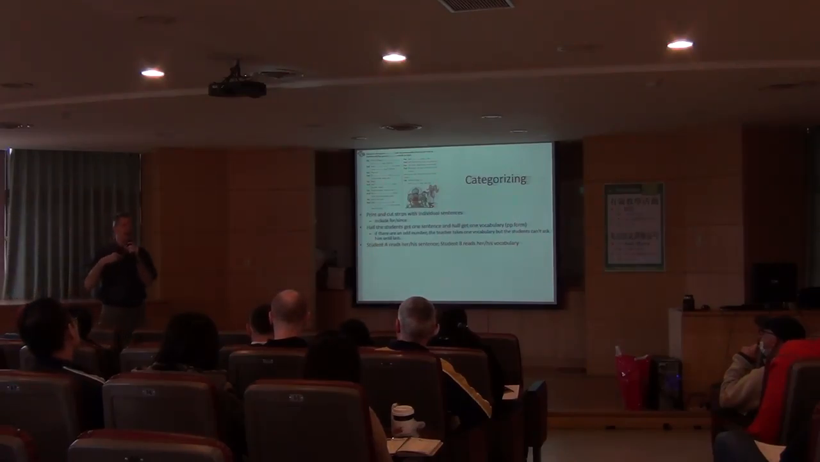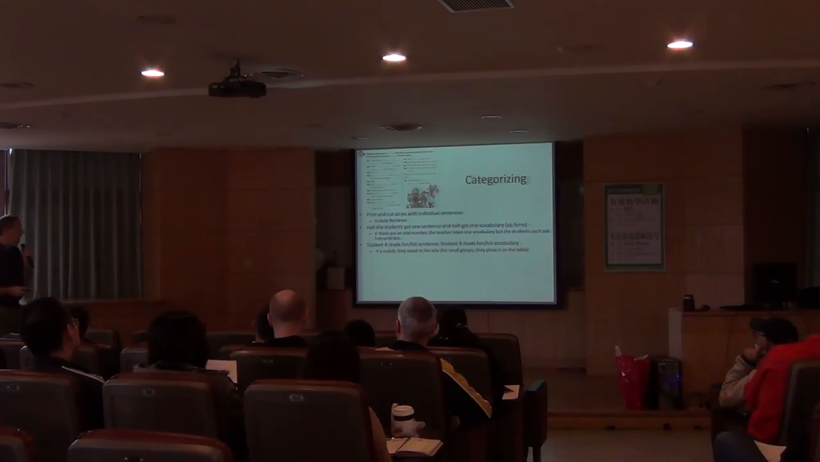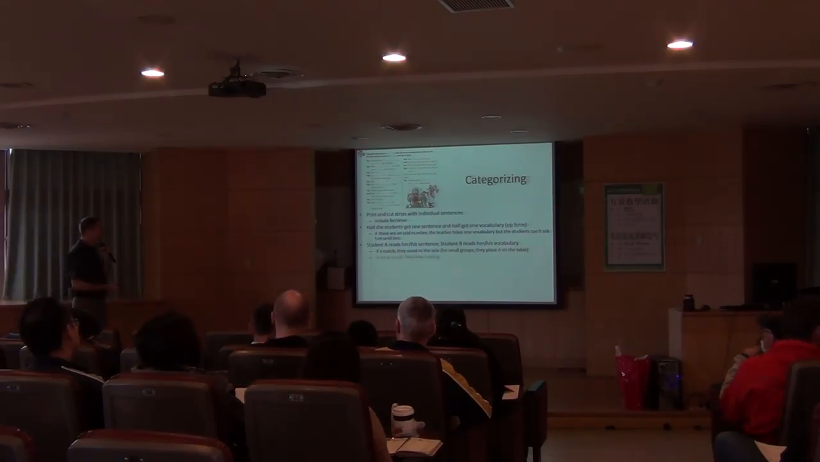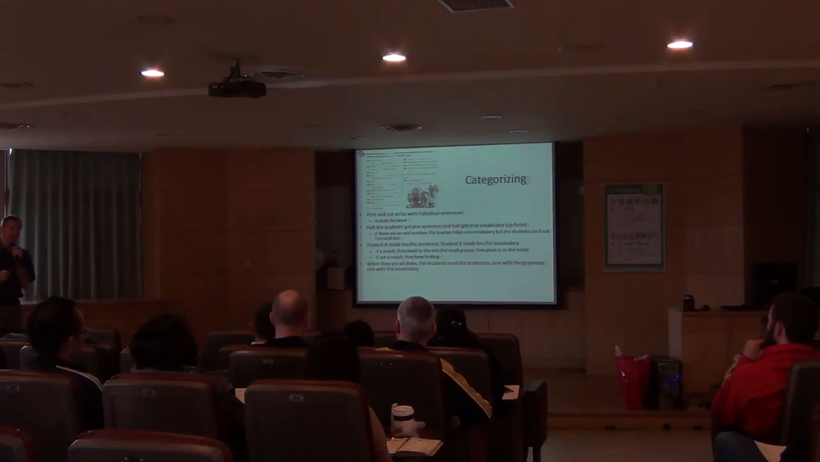I guess for this one, you would pass out all the vocabulary first. So in your hand, you might have four vocabulary words. Somebody reads a sentence, you have to find which vocabulary goes into that sentence. If it's a match, they stand by the side or they put it on the table as a match. If it's not a match, then they keep looking. When everybody is done, they read the sentences.